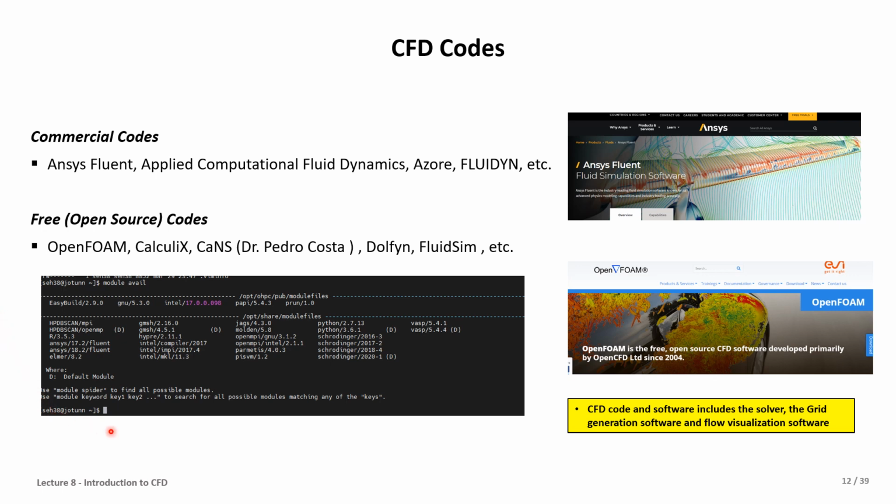Here is a screenshot from the Newton supercomputer, and you can see we have a module for ANSYS Fluent. Usually the CFD codes and software include the solver, the grid generation software, and flow visualization software.